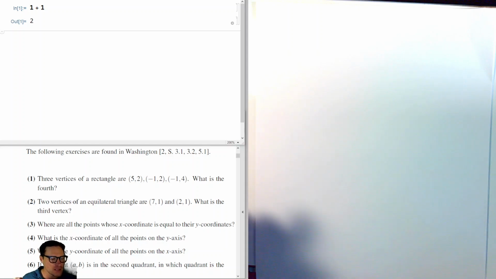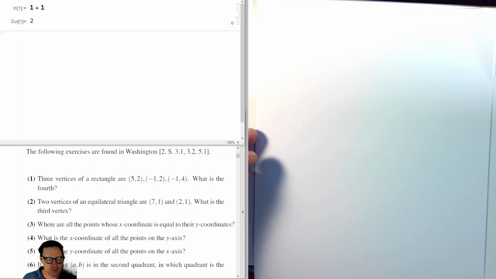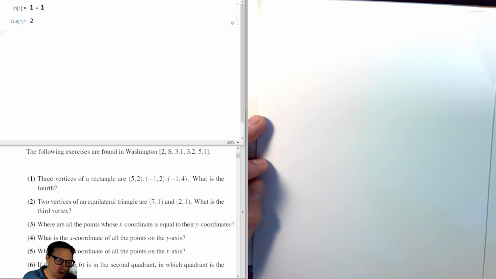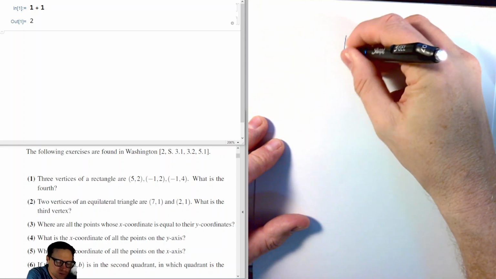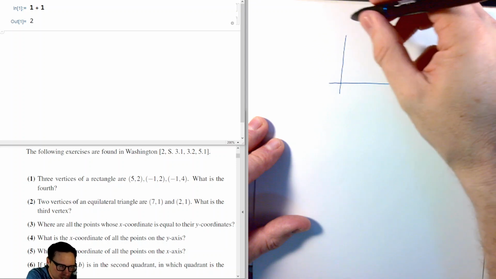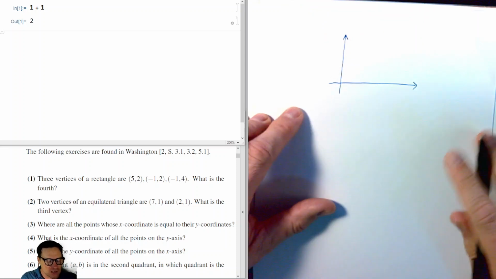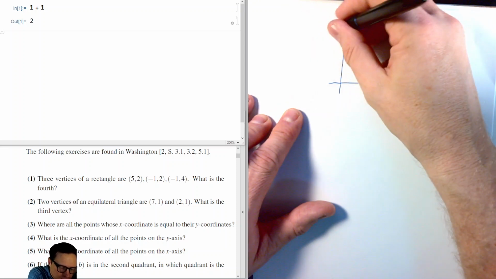Welcome! In this elementary calculus tutorial, what we're going to do is a number of geometric problems in preparation for calculus. So let's get started. Three vertices of a rectangle are (5, 2), (-1, 2), and (-1, 4). What is the fourth? So first we want to draw these. Okay, so think geometrically and prove algebraically.